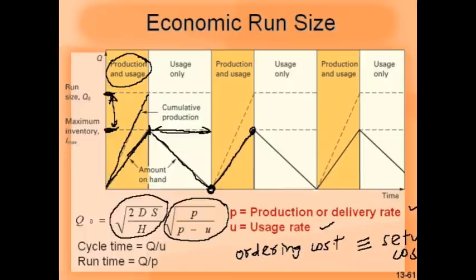Because every time we prepare a machine for a run, it needs to be cleaned, maybe some tool change, all that adds up to what is called a setup cost. So that is equivalent to our ordering cost. So for manufacturing or production, S stands for the setup cost. So that's the only small difference.